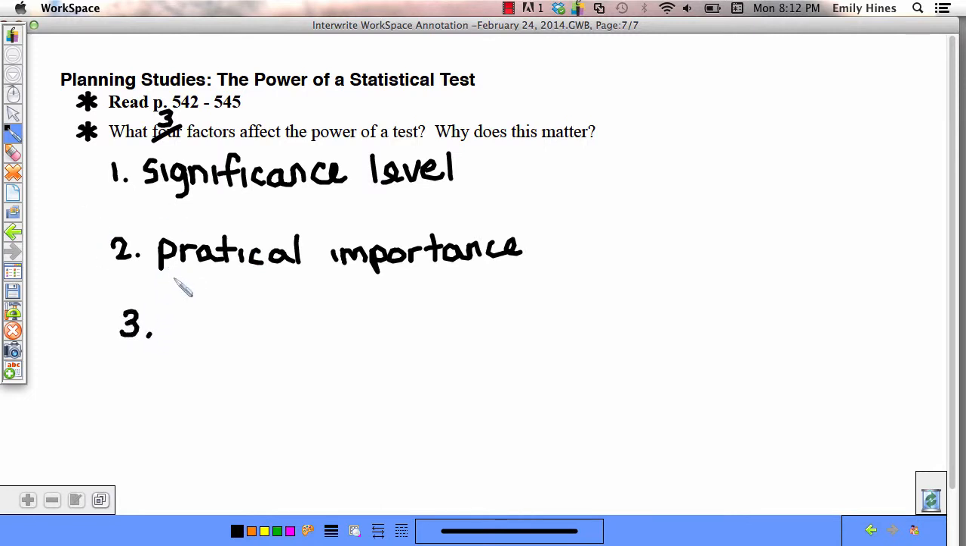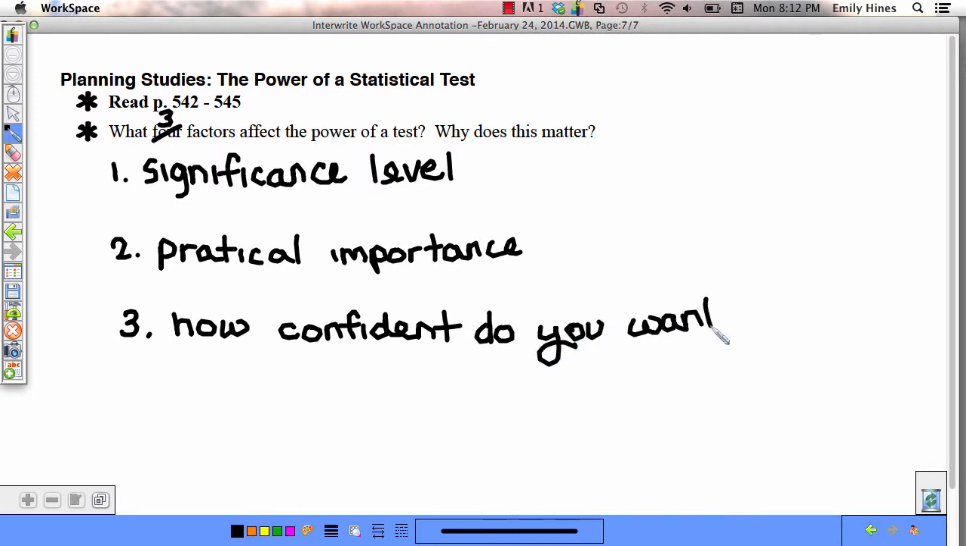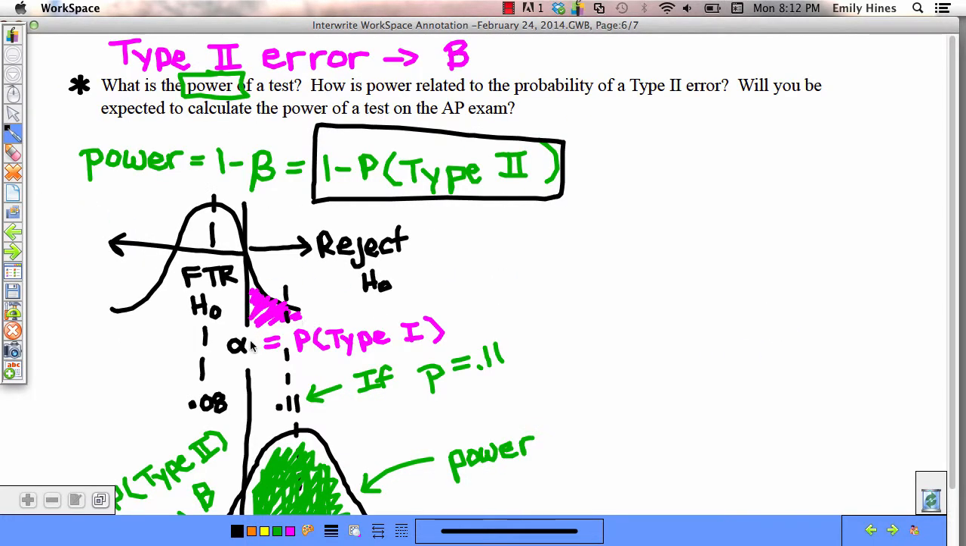And 3, you want to think about when you're planning your study, how confident do you want to be? How confident do you want to be that your study will detect a difference between certain values? So, is it important that I pick up on the difference between 0.08 and 0.09? Or is 0.08 to 0.11 good enough? So, how confident do I want to be?